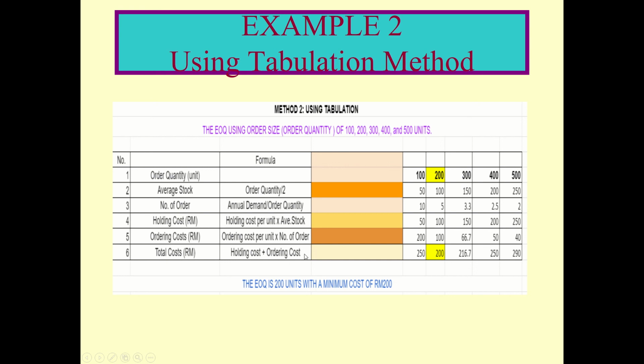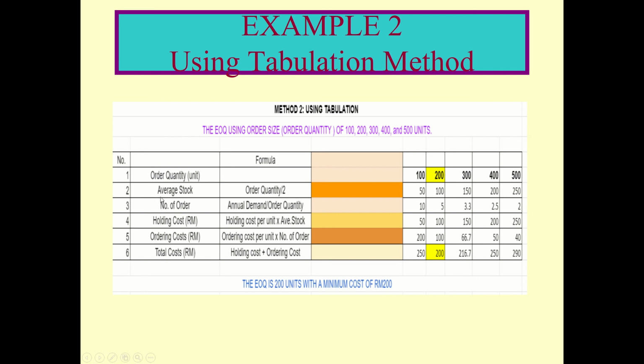So from all the options that we have here, if you order 200 units, the total cost will be the minimum. This is the lowest total cost. So the EOQ that we need to order is 200 units, because it gives us the minimum total cost.